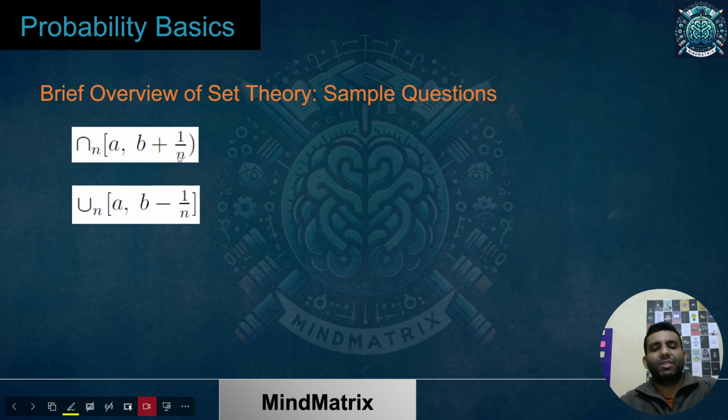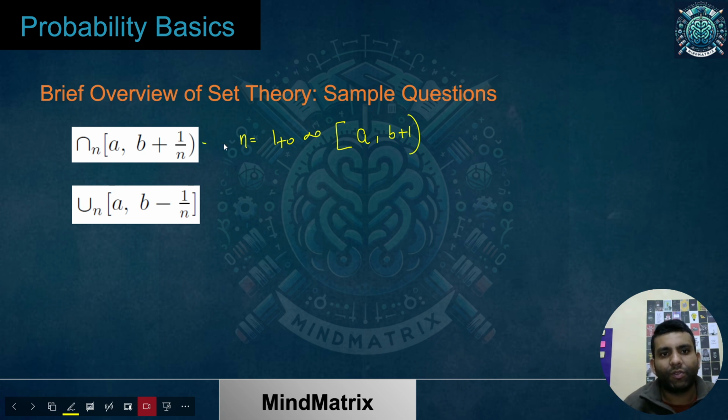You just tell me this. The n value will start from 1 to infinity. Let's see what intervals we are getting, and then we will talk about their intersection. The first one, if I put n equals 1, is [a, b+1), closed at a and open at b+1. When n equals 10, because we'll keep on increasing, it is [a, b+1/10).